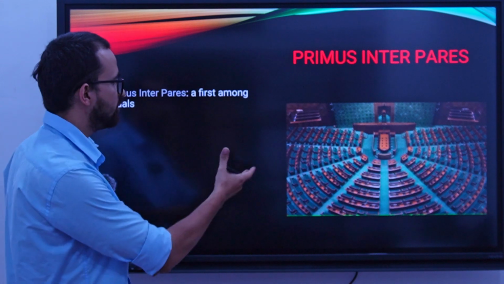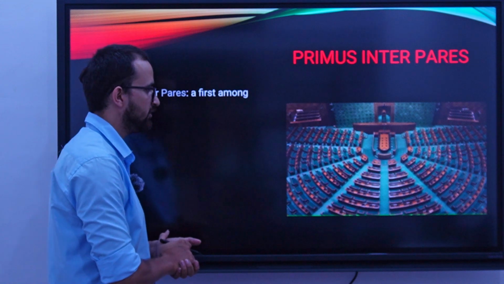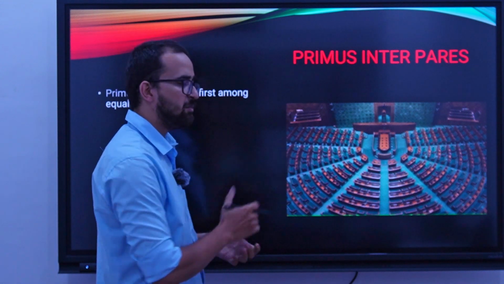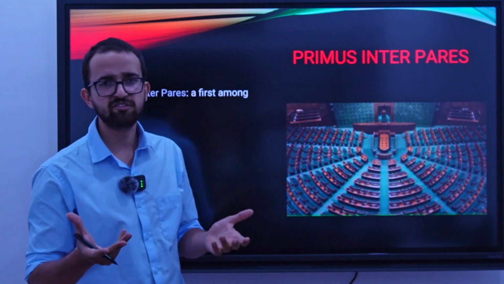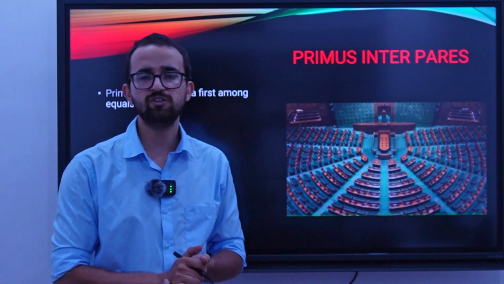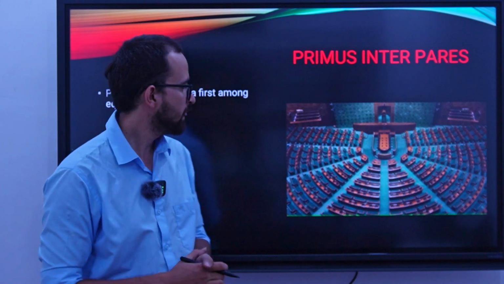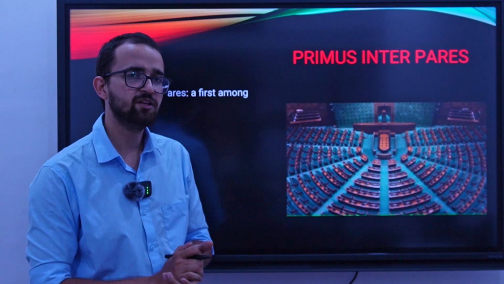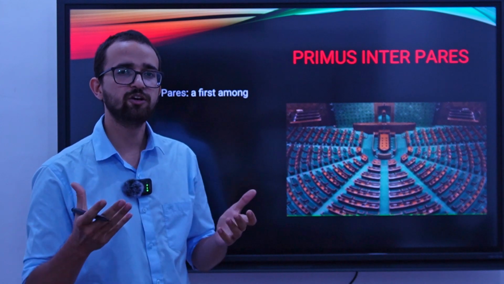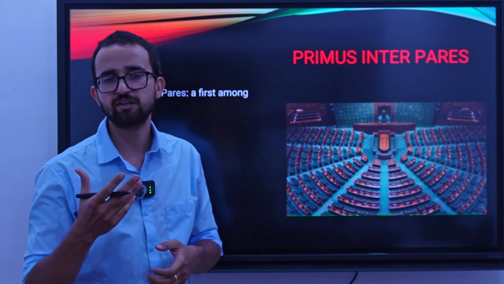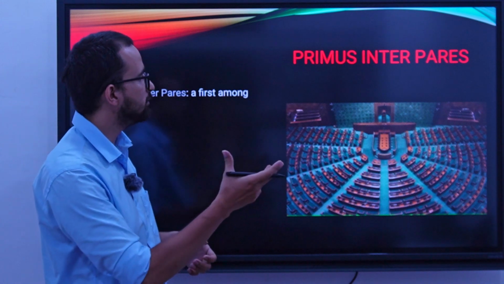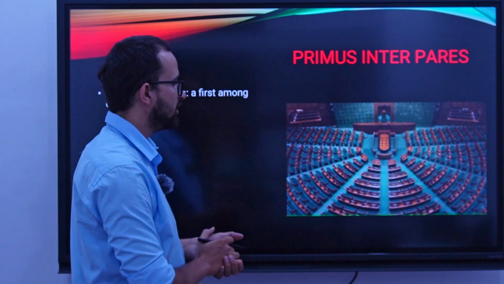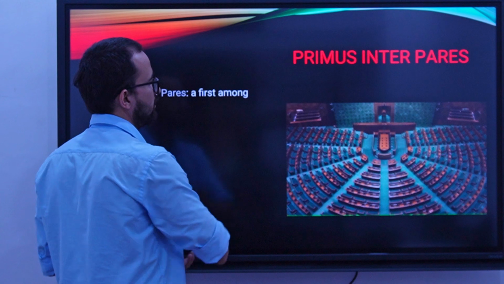For example, if you look at the Parliament of India, every member of parliament holds the same power. They are chosen using the same general elections. But there is one person called the Prime Minister who holds a certain authority over the rest of the ministers. He has some extra powers. So the Prime Minister can be called the primus inter pares of our Indian Parliament.